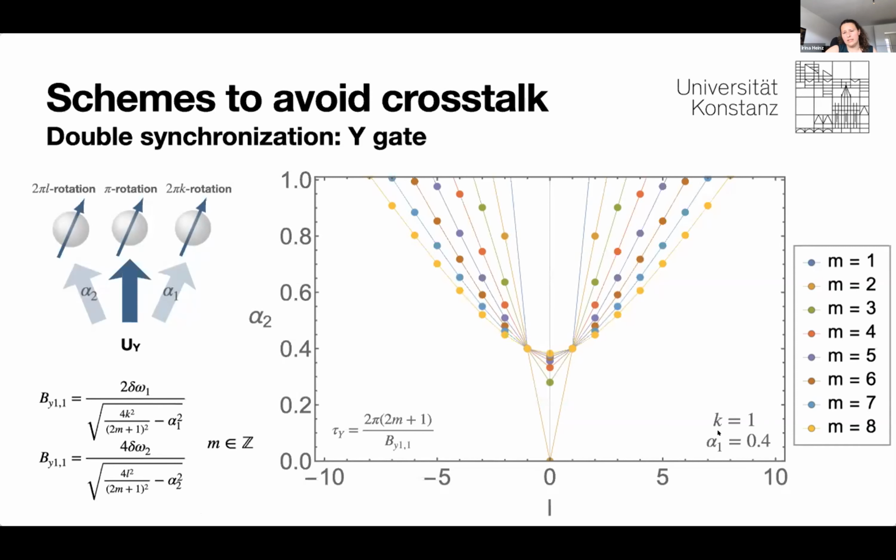And if we now decide alpha 1 to be 0.4, we see the following. Here we have the alpha solutions for alpha 2, and here is L, with k set to 1 for different m's. That means we have only discrete solutions for alpha 2 such that we can synchronize both of these neighbors. So it's not possible in principle to synchronize both neighbors for arbitrary alphas, but we can choose a combination of L, K, and M such that we find a point close to our alpha value, which also reduces in the end the crosstalk effect.